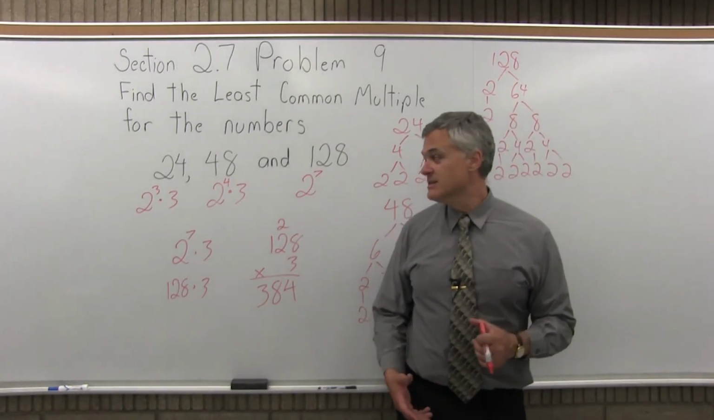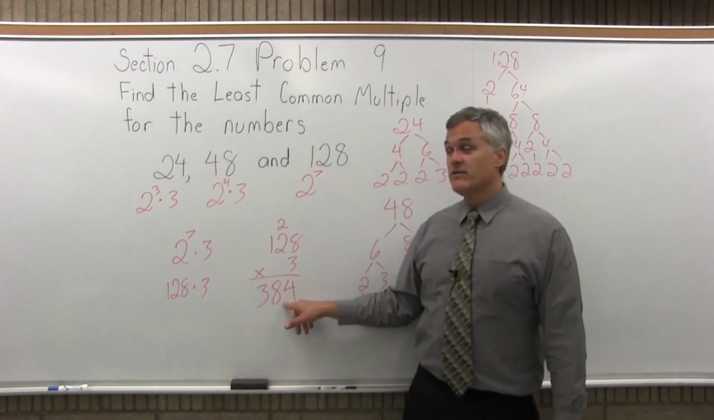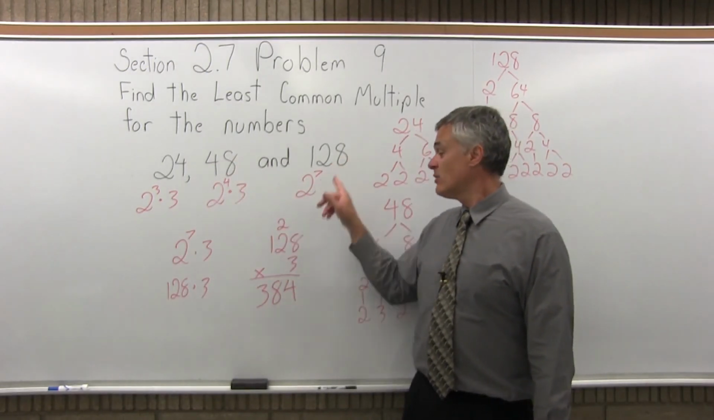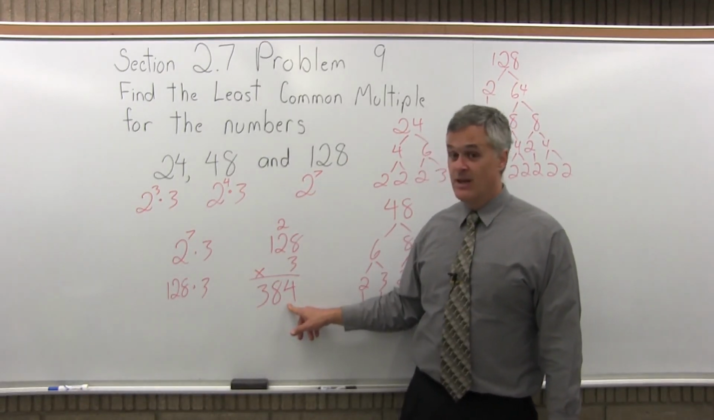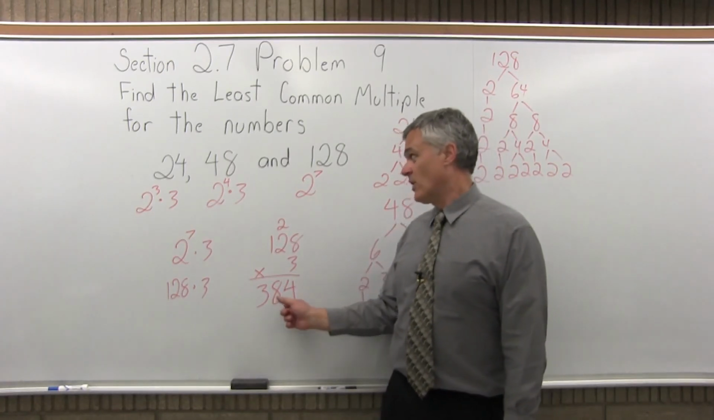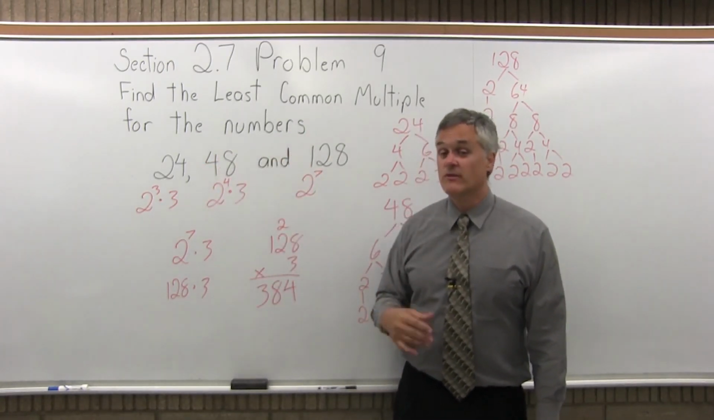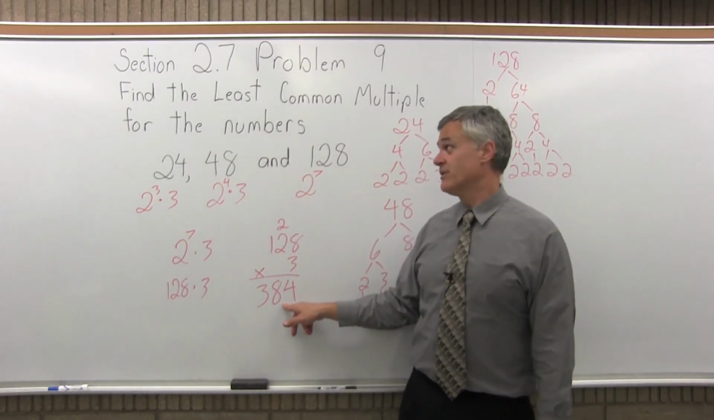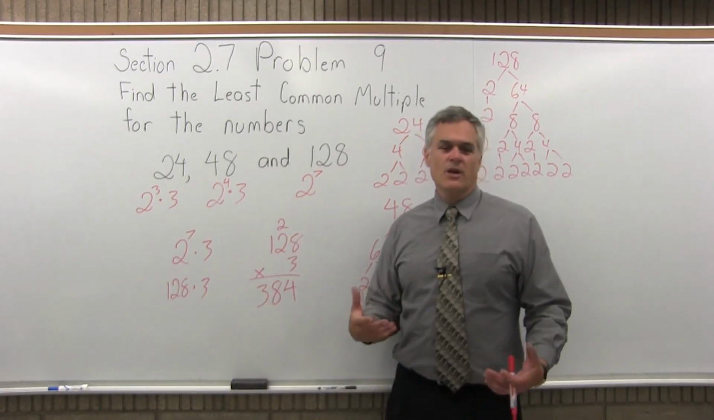Now what that means is 24 will divide into 384 evenly, 48 will divide into 384 evenly, and 128 will also divide into 384 evenly. And there are no other values smaller than 384 that all 3 of these numbers, 24, 48, and 128, will divide into evenly. There are bigger numbers than 384 that they'll divide into evenly. 384 is the smallest.